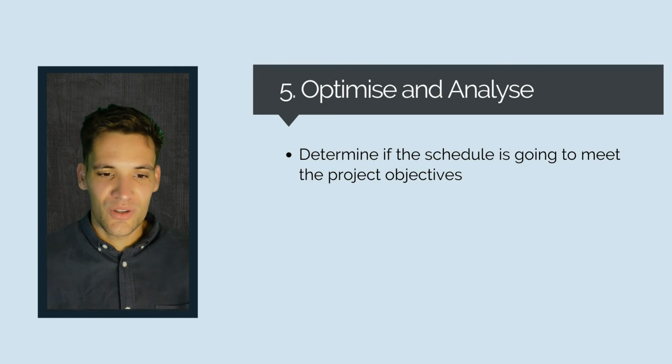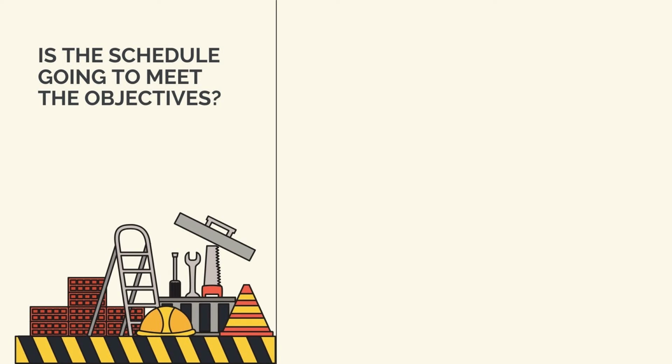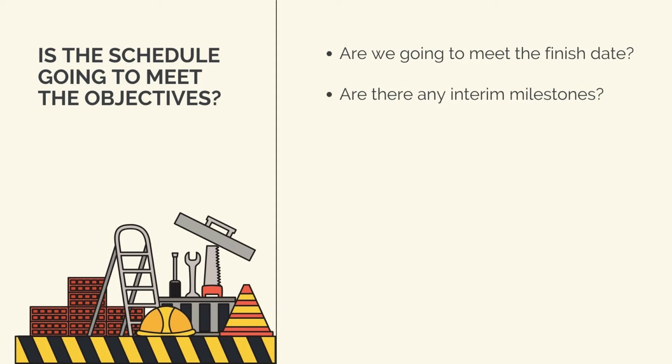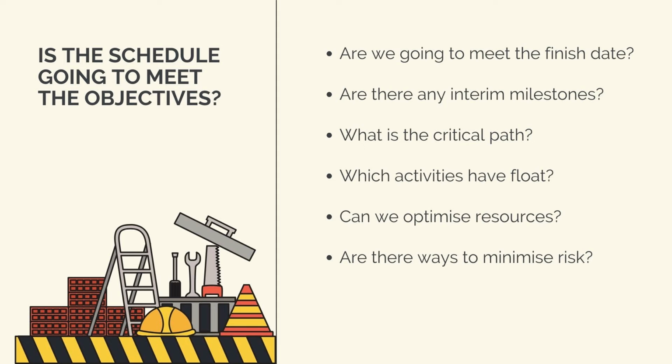Are we going to hit our finish dates? And are we going to violate any constraints? We need to ask ourselves a series of questions. Are we going to meet the finish dates? Are there any interim milestones we need to meet, and are we meeting them? What's the critical path? Which activities have float? Are there ways to minimize risk? And overall, is it correct?